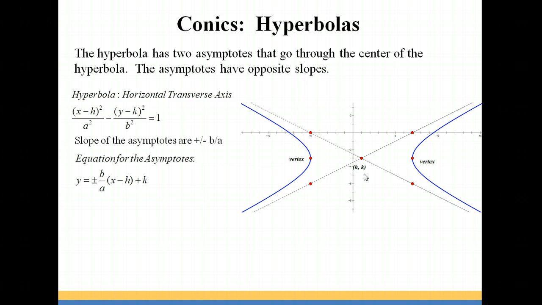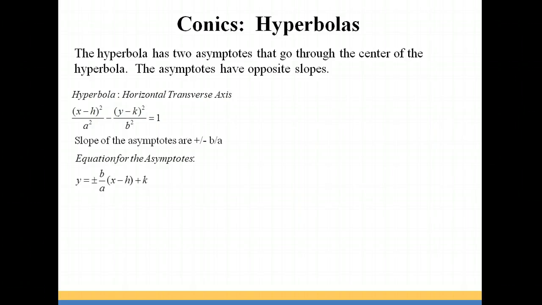Then you could also find the equation for your asymptote simply by using your point-slope formula. So we have our slope, in this case, b over a, times x minus h, plus k. Remember, h and k are your center, which is a point in common to both of your asymptotes.